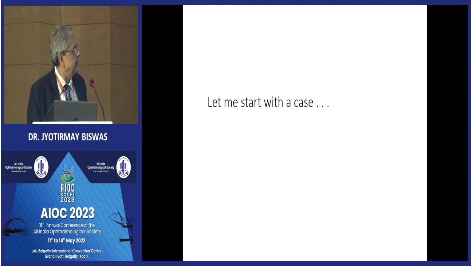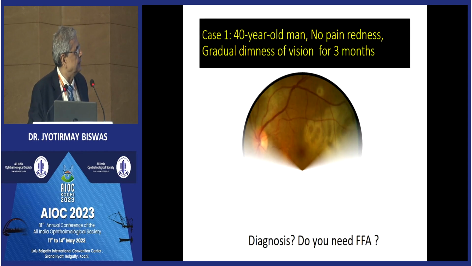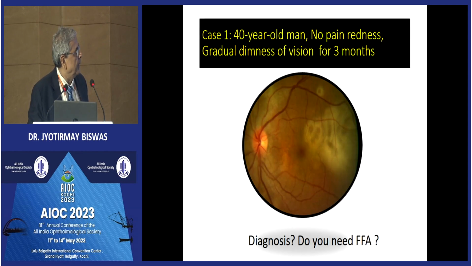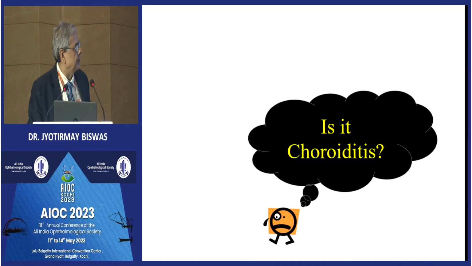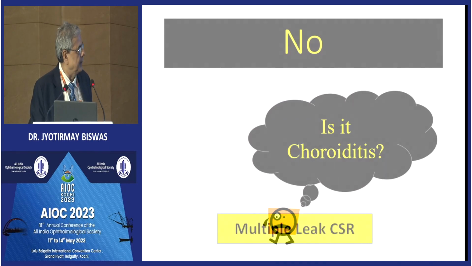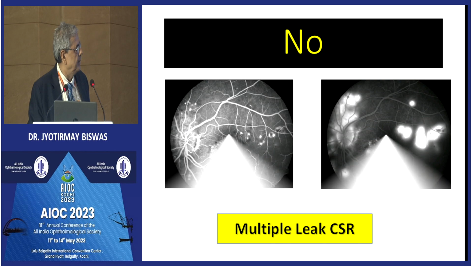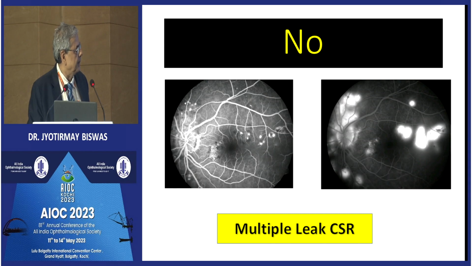This is my opinion. This is a 40-year-old man who had painless, no redness, gradual dimness of vision for 3 months. Look at the fundus picture. Do you think it's choroiditis? And do you need an FFA? Of course, you need an FFA. Is it choroiditis? No. It's multiple leak CSR.